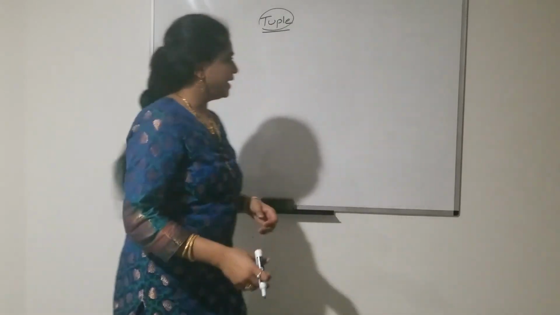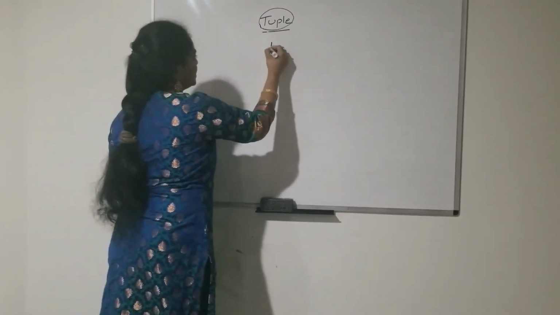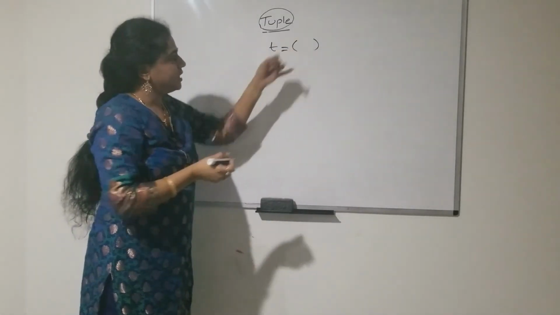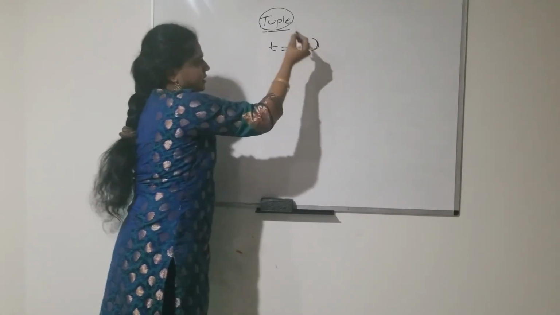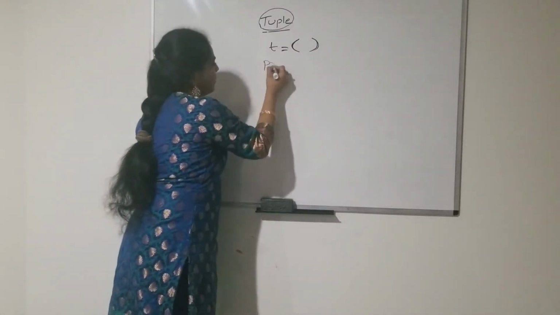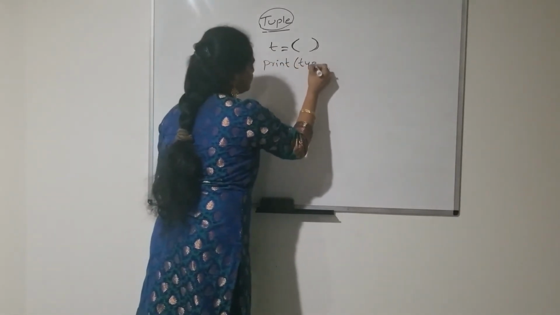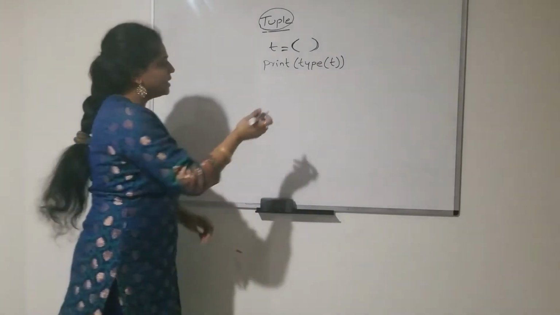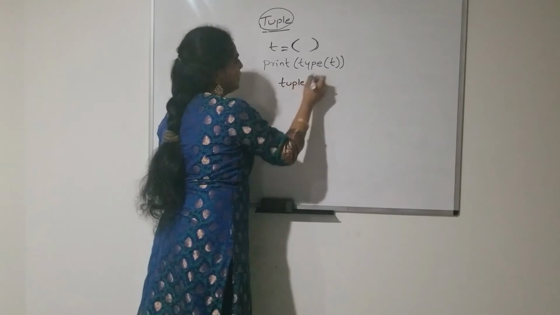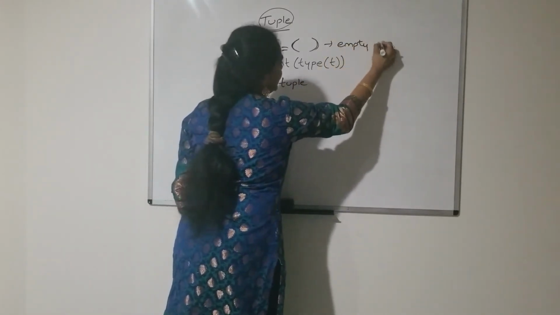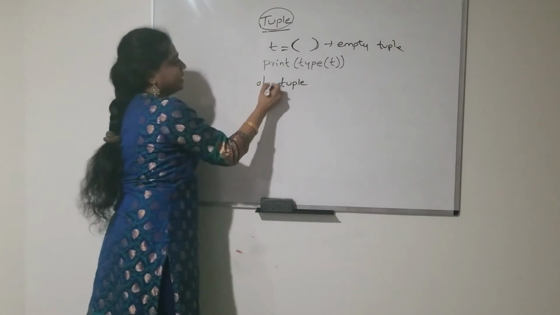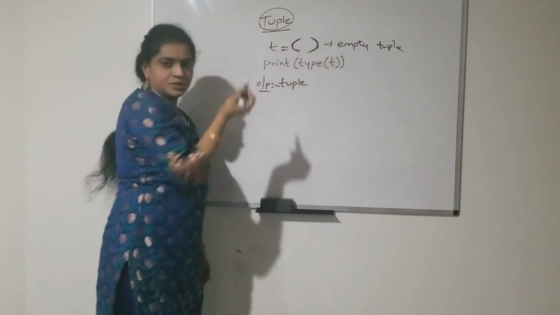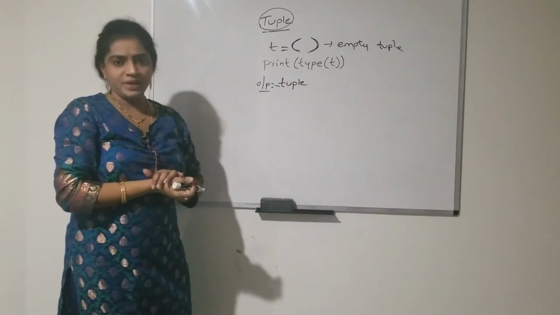So, the next point is, consider a tuple like this, T equal to this one. T equal to, just I have opened the parenthesis and closed the parenthesis. Suppose I print the type of T, then what will be the output? The output is a tuple data type, right? It is an empty tuple. So the output displays a tuple data type, as this parenthesis is strictly only for tuple.